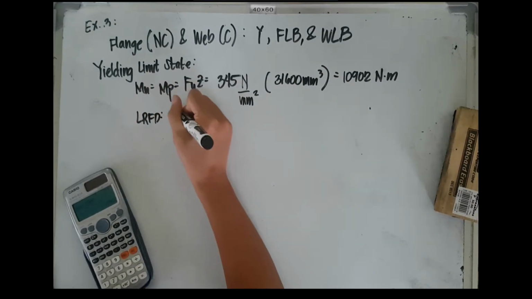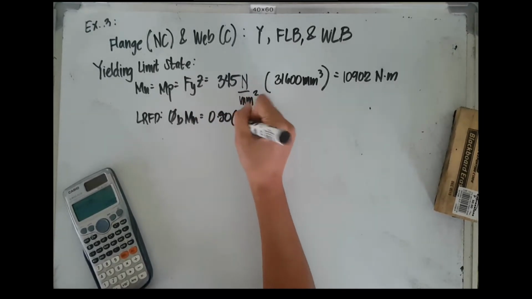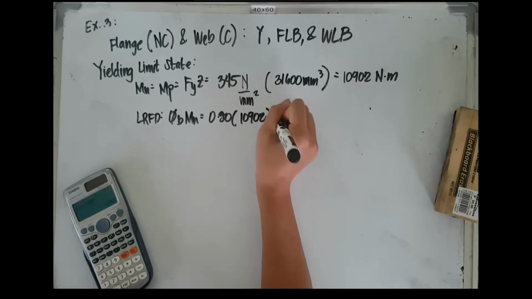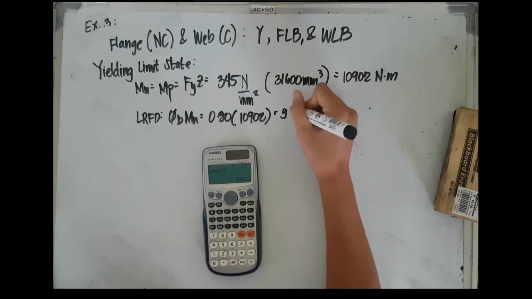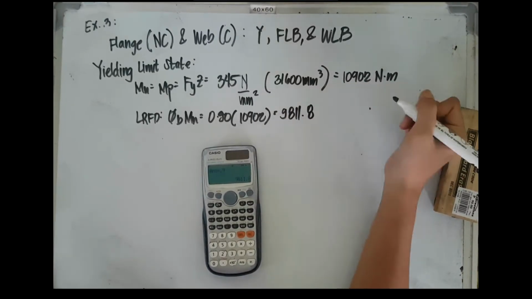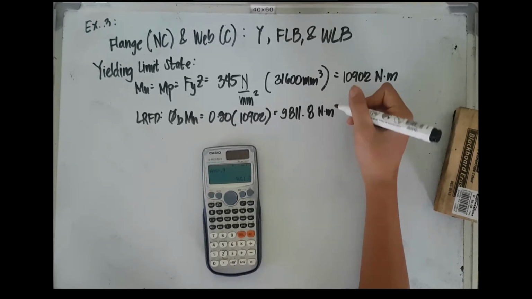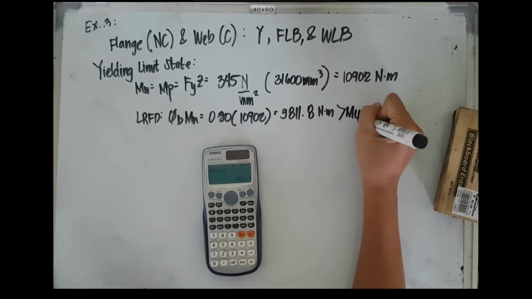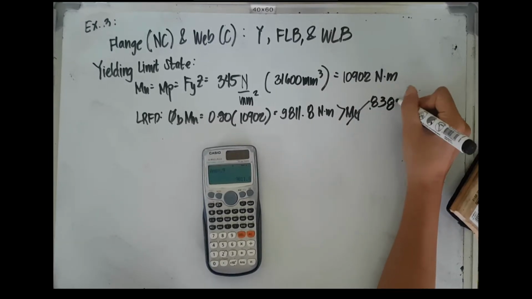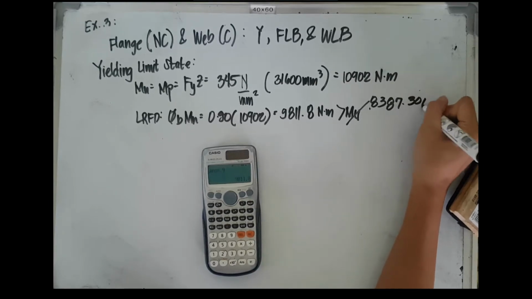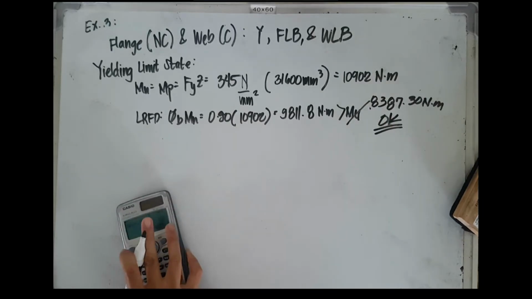So for LRFD, our design flexural strength now would be equal to 0.9 multiplied by 10,902. So it is equal to 9,811.8 Newton meter. And comparing it with our required flexural strength of only 8,387.3 Newton meter, we can say that the section is safe for yielding limit state.